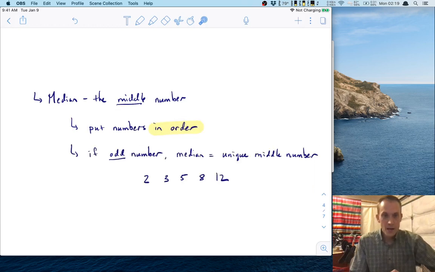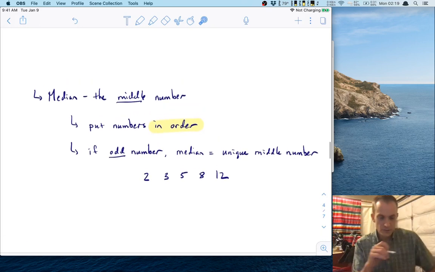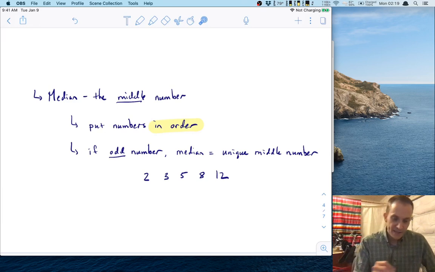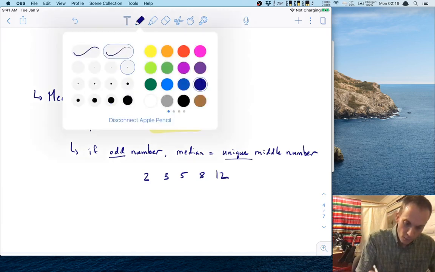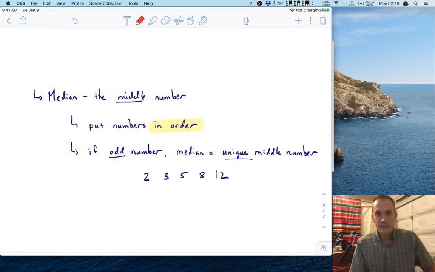So for example, there are 2 different things that can happen here, so I want to walk you through both of those. If there is an odd number of data points, like the example that we just did, we had 5 data points, in this case, the median will be the unique middle number. What do I mean by the unique middle number? Well, let's practice computing the median.